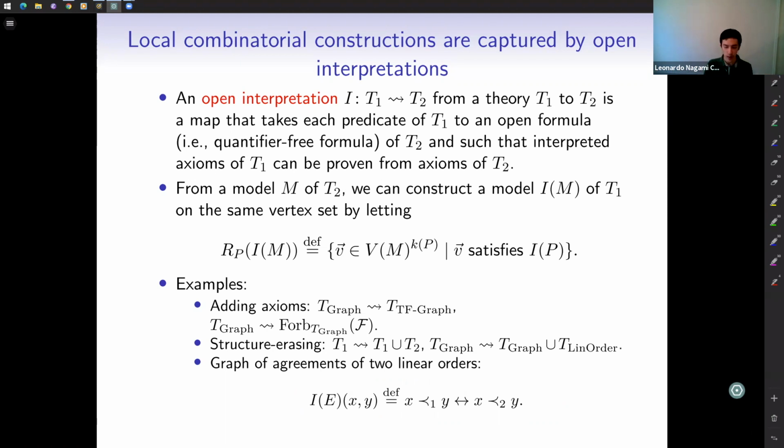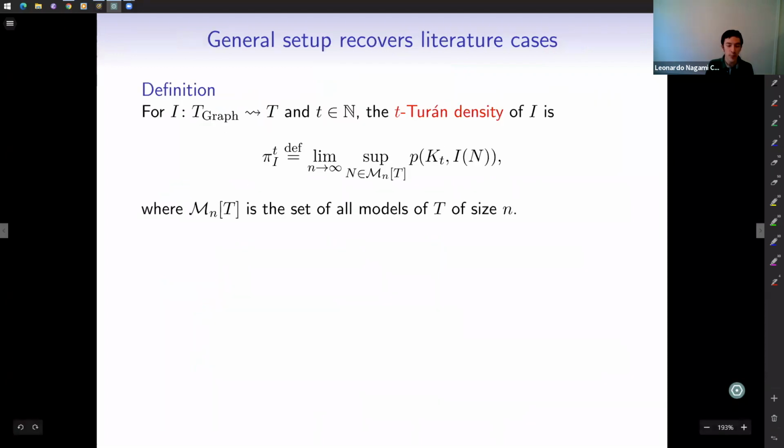Right, okay, so so far we talked about these general combinatorial objects, we talked about this open interpretation. What does this have to do with our original Erdos-Simonovits theorem? Well, it's based off of this definition.